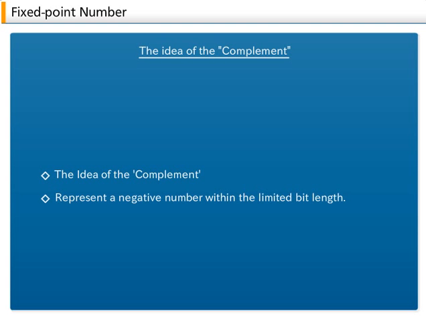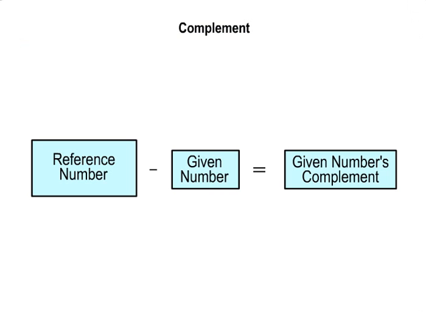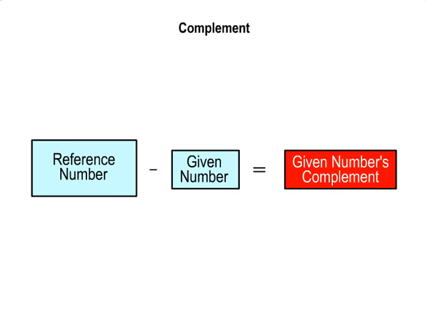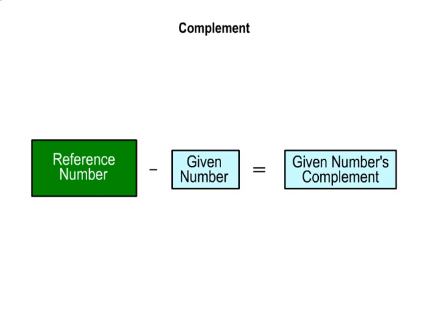Fixed point numbers can also represent negative numbers. A concept called a complement is widely used in order to represent a negative number within the limited bit length. One. Complement. A complement is the resulting number of the subtraction from a certain reference number. Reference number minus given number equals given number's complement. This reference number is determined based on the number of digits of a given number in the radix representation.